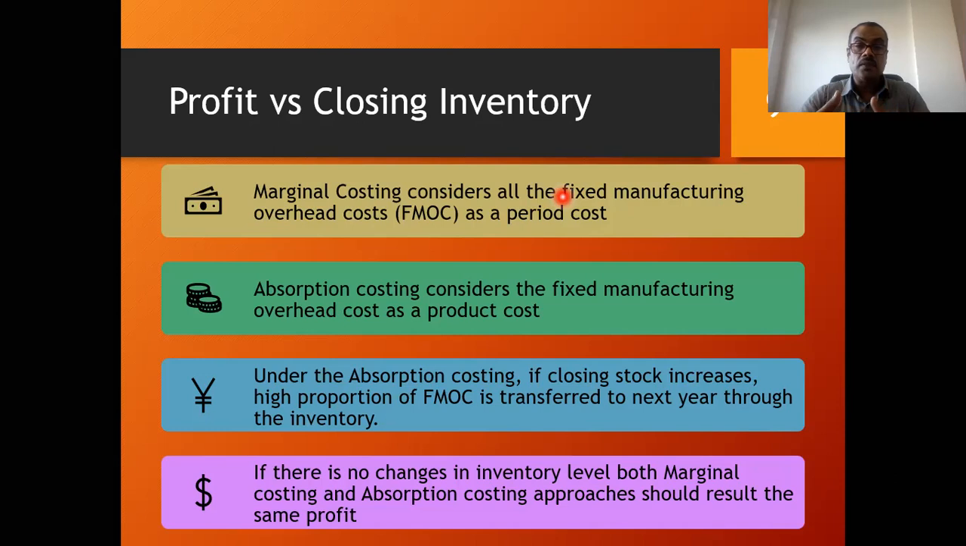But whereas in the case of absorption costing, fixed manufacturing overhead is added on to the product cost. That is the key difference.